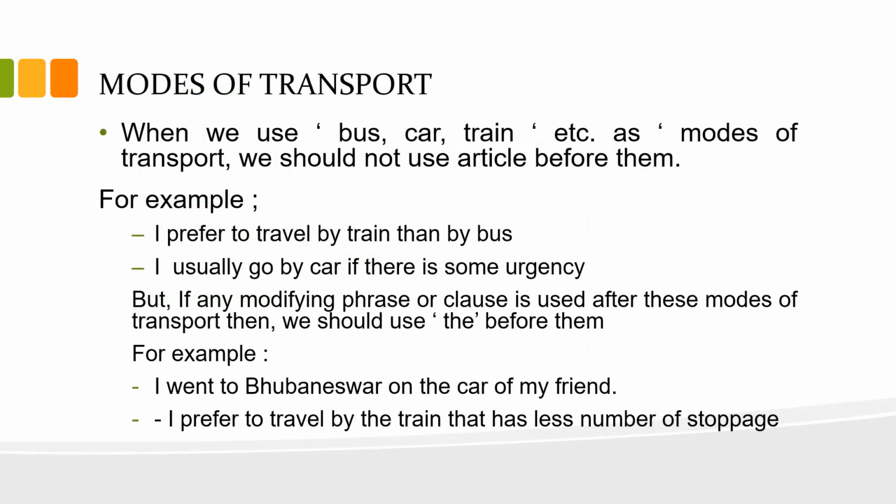The uses of articles with the modes of transport. When we use bus, car, train, etc. as modes of transport, we should not use article before them, especially article the or definite article. For example, I prefer to travel by train than by bus. I usually go by car if there is some urgency. But if any modifying phrase or clause is used after these modes of transport, then we should use the before them. For example, I went to Bhubaneswar on the car of my friend. I prefer to travel by train that has less number of stoppage.